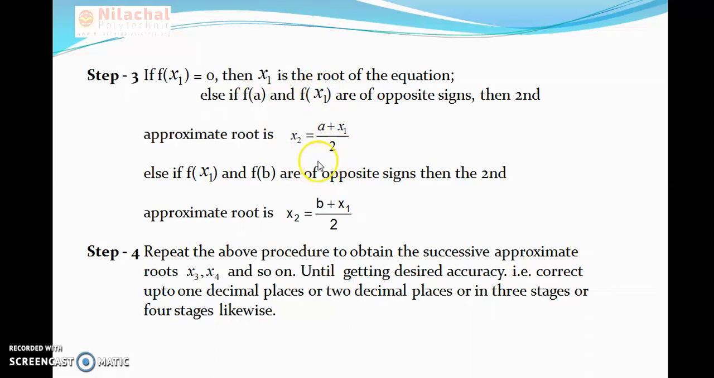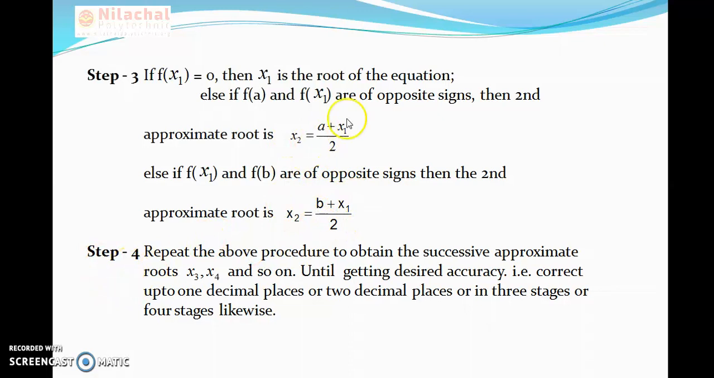Clear? Similarly, if they are of the same sign, we have to test the other interval, x1 and b. The total interval a and b is divided into two parts: one is a to x1, another is x1 to b. We are testing here from a to x1. If they are of opposite sign, the root lies in that interval. Otherwise, it lies in the other interval, x1 and b. How can we check that it lies in this interval? Their functional values must be of opposite sign. Then the root is x2 equals (b plus x1) by 2. So it is either this or this one.